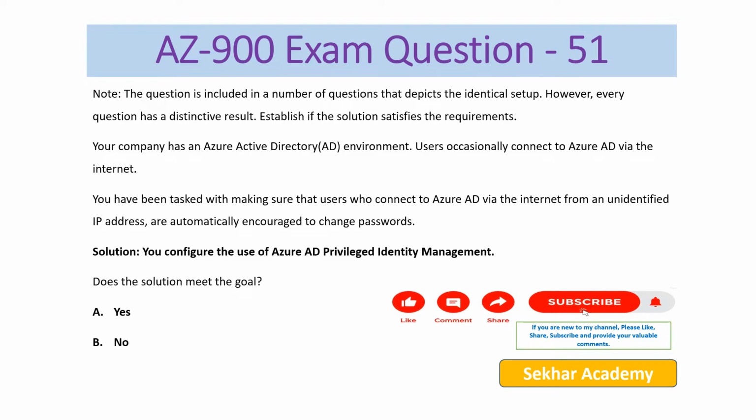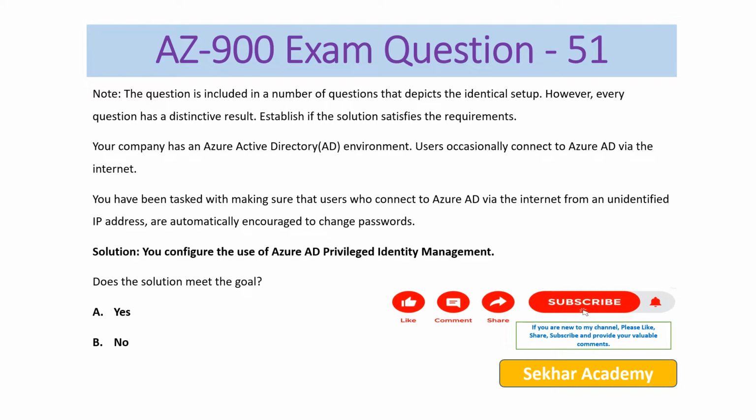AZ-900 exam question number 51. Note the question is included in a number of questions that have the identical setup. However, every question has a distinctive result based on whether the solution satisfies the requirements. The statement starts here. Your company has an Azure Active Directory environment. Users occasionally connect to Azure AD via the internet. You have been tasked with making sure that users who want to connect to Azure AD via the internet from an unidentified IP address are automatically encouraged to change passwords.